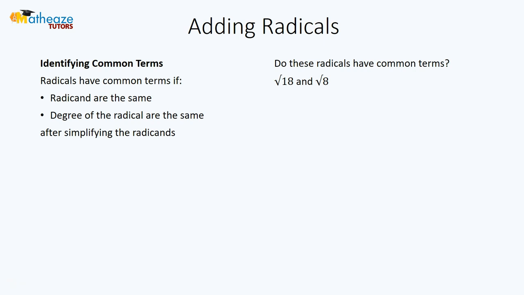Now look at the common terms. Radicals have common terms if the radicands are the same and the degree of the radicals are the same after simplifying the radicands. If you have a radical like the square root of 2, the radicand is the number under the square root sign. To figure out if two radicals have common terms, we need to first simplify them.